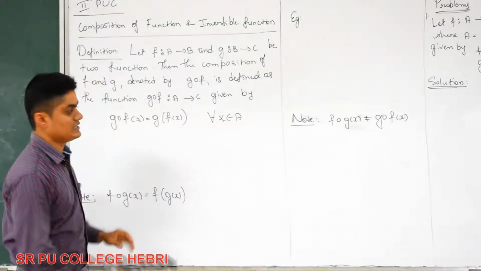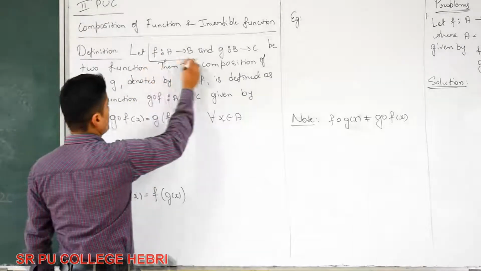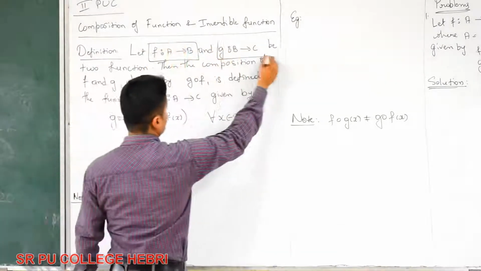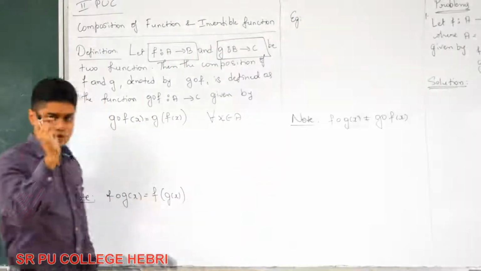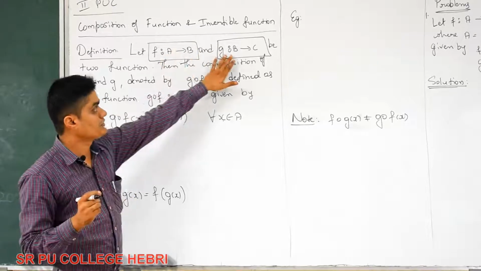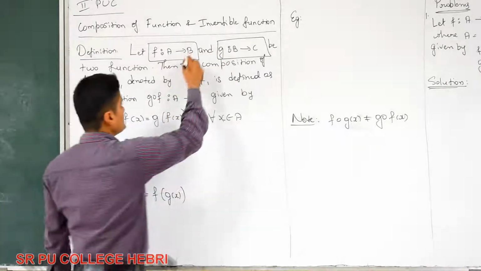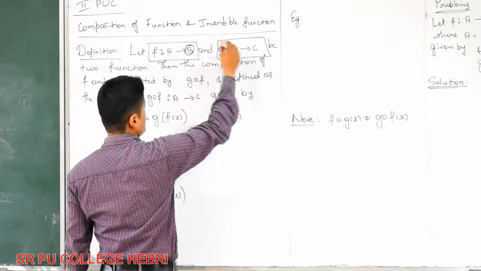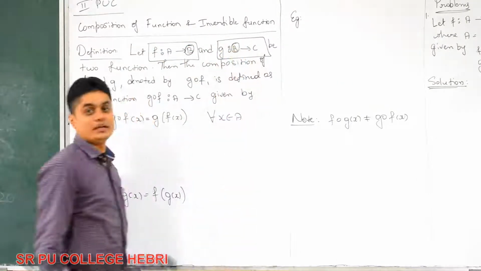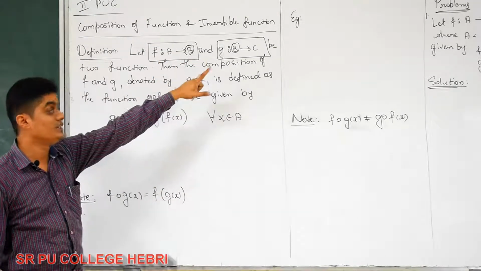So the definition is as follows. Listen carefully. Consider two functions, f from A to B and g from B to C. Observe one very important concept here. Whenever I take two functions, remember: to define composition, the codomain of the first function must be equal to the domain of the second function.